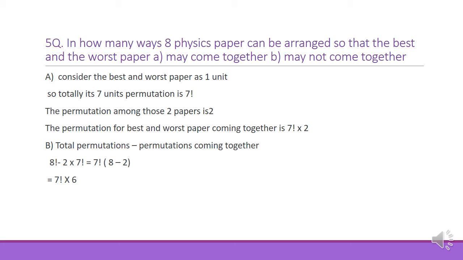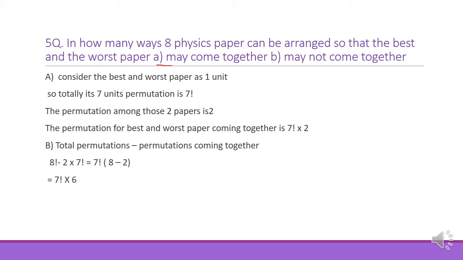Here, in how many ways can 8 physics papers be arranged so that the best paper and the worst paper A, may come together, B, may not come together. Here we have to find the permutations for best and worst paper coming together and not coming together. First, A, may come together.